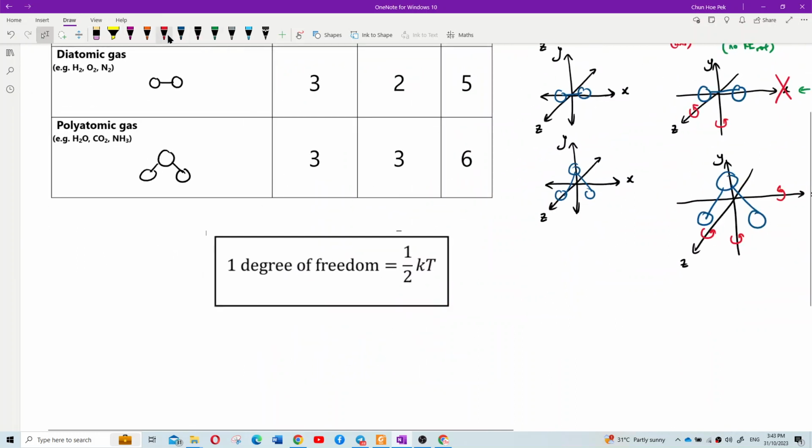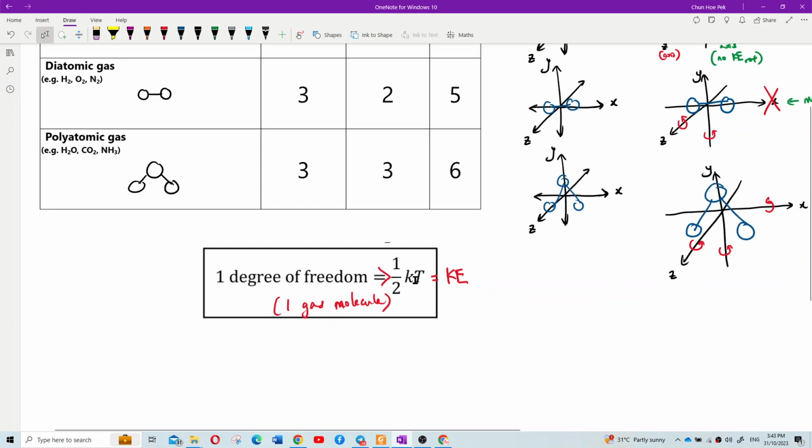This is for 1 molecule, class. This is for 1 gas molecule. This is the kinetic energy. The kinetic energy stored for 1 degree of freedom is half kT. It's actually not equal; for 1 degree of freedom, the kinetic energy stored in one gas molecule is half kT. What is k, class?